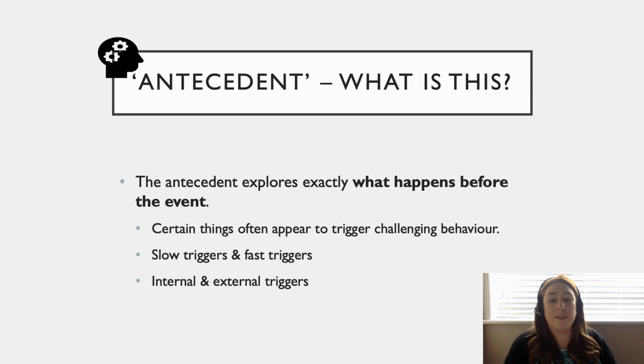When filling out an ABC chart, it is really helpful to think of the environmental aspects. Was it noisy? Was it busy? Were there bright lights? And were there strong smells? Was the person in an unfamiliar location? This can help us build up and understand the bigger picture of what was happening at the time of the event.